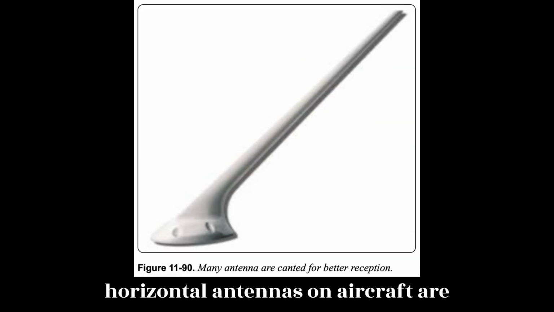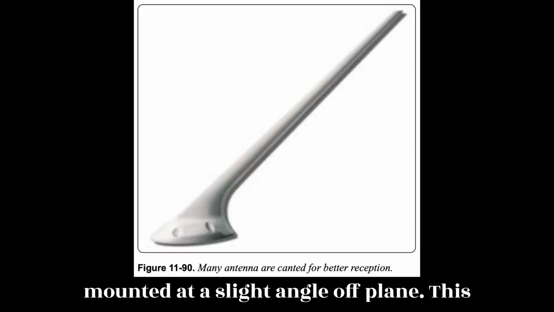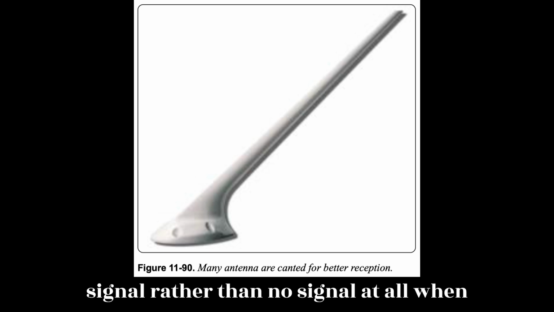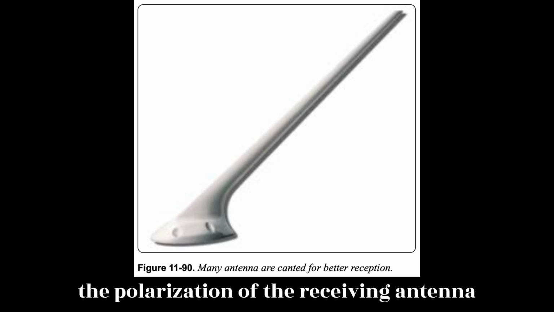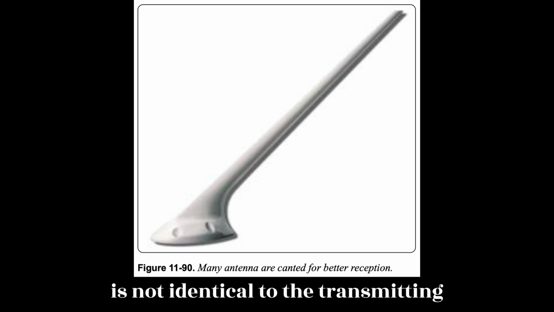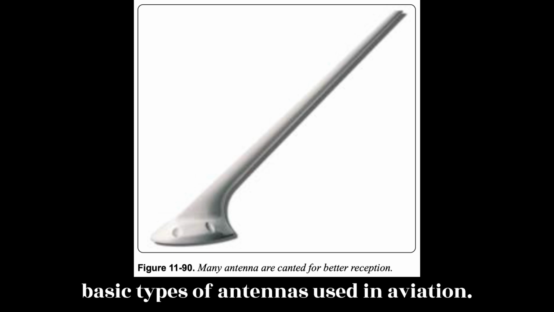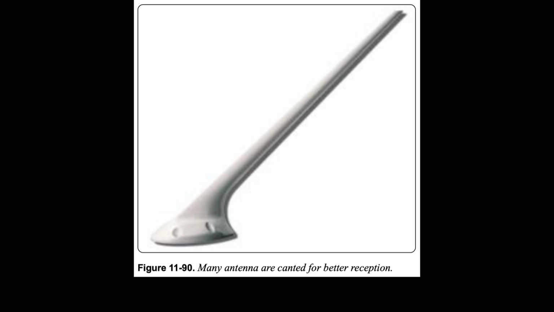Many vertical and horizontal antennas on aircraft are mounted at a slight angle off plane. This allows the antenna to receive a weak signal rather than no signal at all when the polarization of the receiving antenna is not identical to the transmitting antenna. Figure 11-90. Types. There are three basic types of antennas used in aviation.